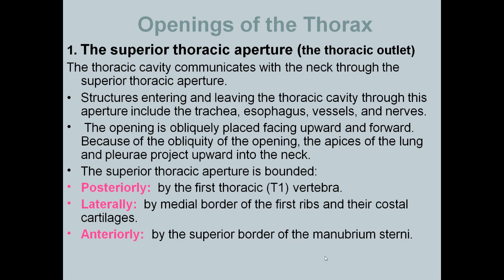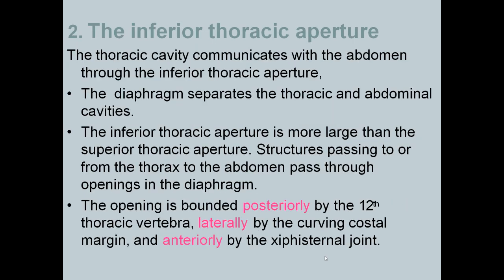Now we will see the openings of the thorax. Superior thoracic aperture, which we can also call the thoracic outlet. The thoracic cavity communicates with the neck through the superior thoracic aperture. The structures entering and leaving the thoracic cavity through this aperture include the trachea, esophagus, vessels, and nerves. The superior thoracic aperture is bounded posteriorly by the first thoracic vertebra, laterally by the medial border of the first ribs and their costal cartilage, anteriorly by the superior border of the manubrium of the sternum.